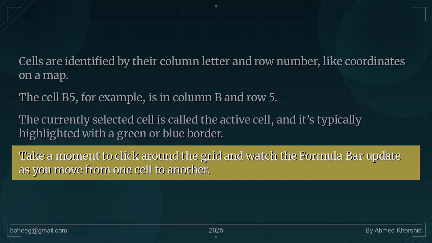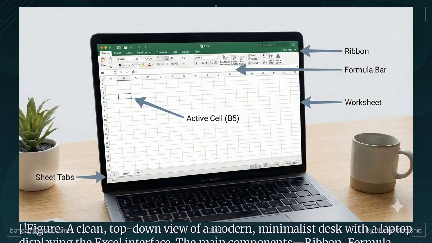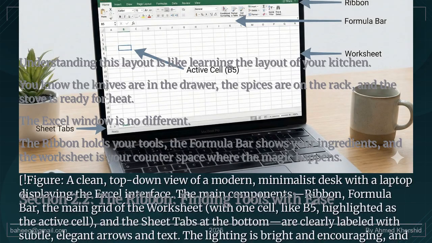Figure, a clean, top-down view of a modern, minimalist desk with a laptop displaying the Excel interface. The main components, ribbon, formula bar, the main grid of the worksheet, with one cell, like B5, highlighted as the active cell, and the sheet tabs at the bottom are clearly labeled with subtle, elegant arrows and text. The lighting is bright and encouraging, and the overall style is a professional infographic with a soft color palette.